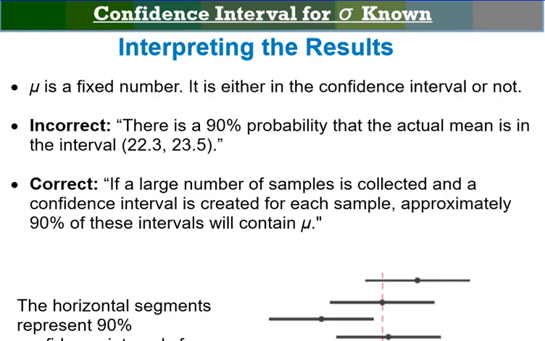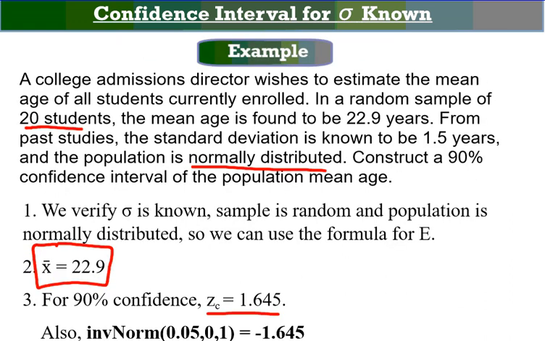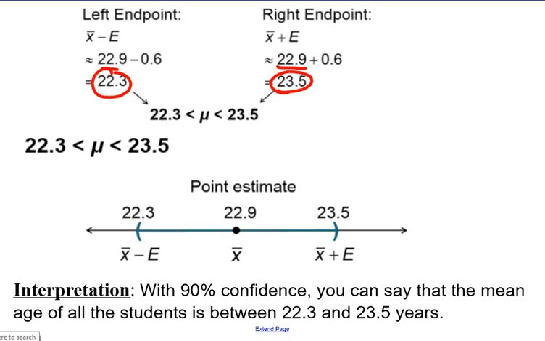I want to point out a couple of correct and incorrect interpretations of those results. So the first thing is that the population's average is a fixed number. That means it is either in the confidence interval or it is not. So back here, let's say that the true average age of students was 22.5. Then it would be in there. Or maybe the true population average age of all students was 24. Maybe there's a lot of non-traditional students that tend to go there. In that case, it is not. So it either is or it is not in there.